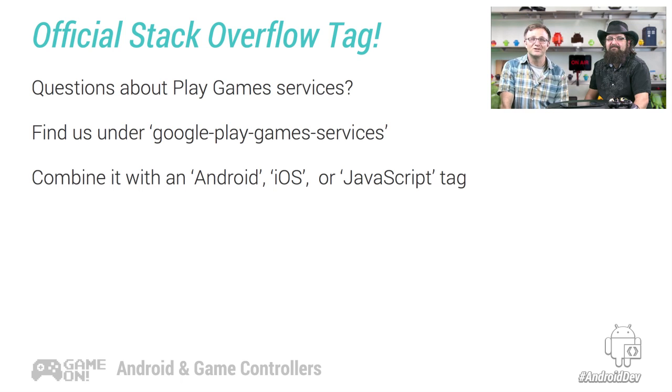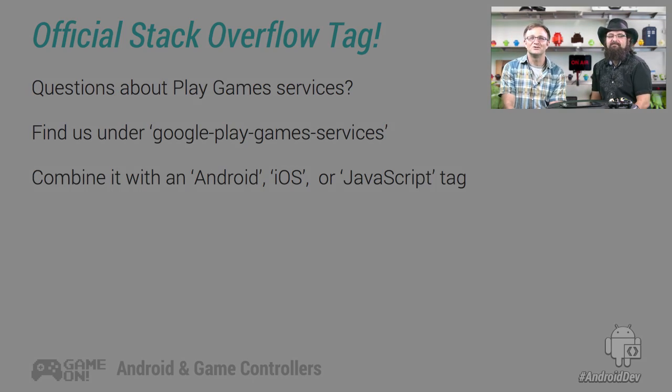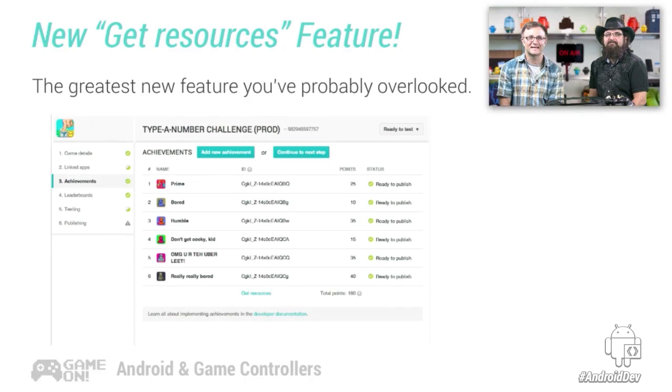Also, there's a great new feature on the Play Games Developer Console. It's the greatest feature that you've probably overlooked because it's like this tiny little link at the bottom, but it's the new Get Resources feature. So you got to check this out. This is from our sample game, the Type or Number Challenge. You'll notice I've got 6 achievements here, and I've got a couple leaderboards.